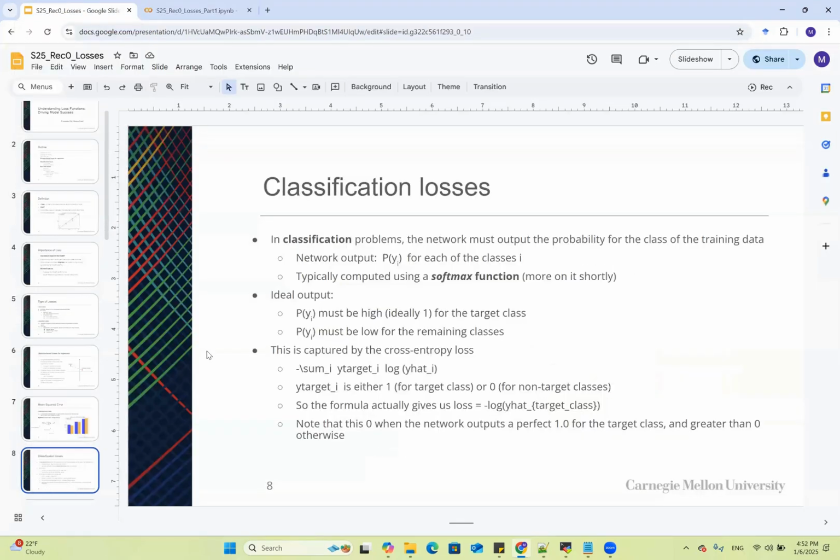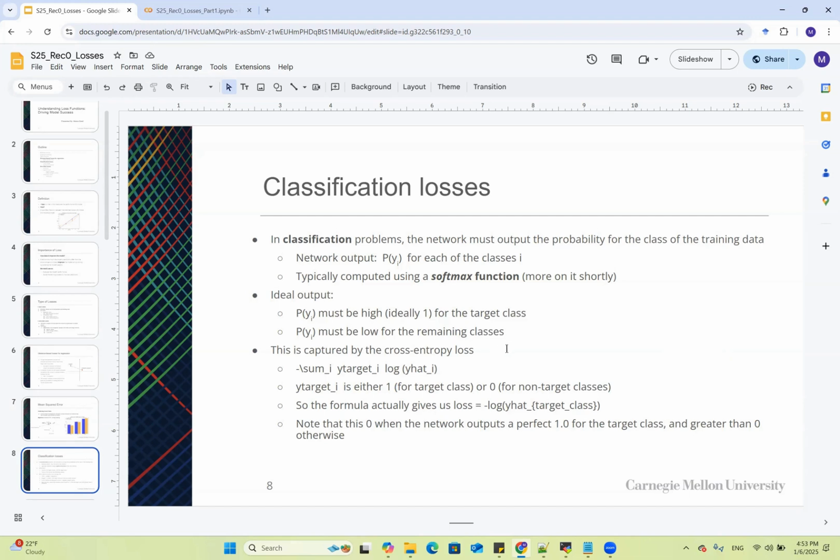The other type of losses is the classification losses. In a classification problem, the network must output the probability for the class of the training data, like network output P Y I for each of the classes I, typically computed using a softmax function. The ideal output, P Y I, must be high, ideally 1 for the target class, and the others must be low for the remaining classes. Here we're talking about multi-class classification, where we have different classes.